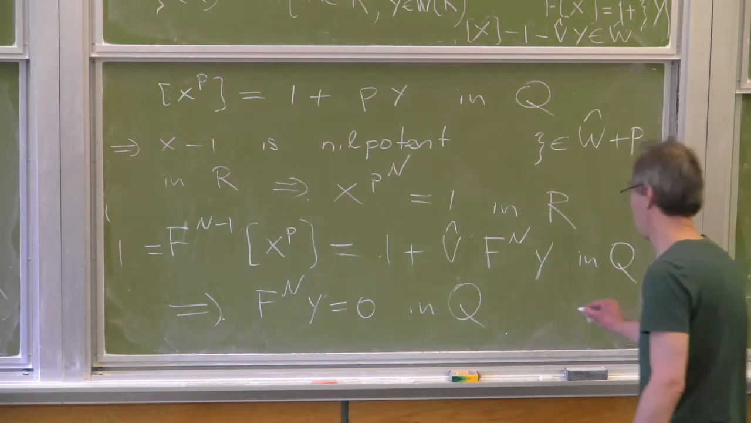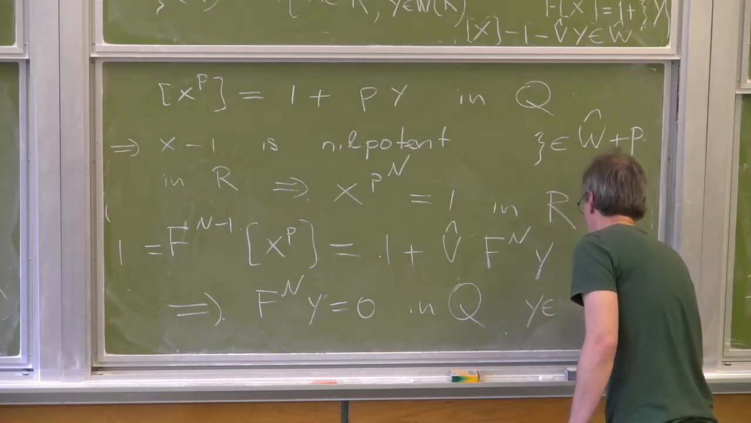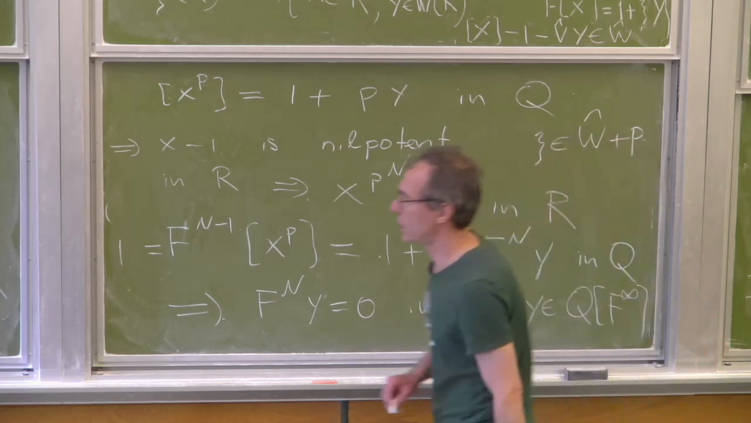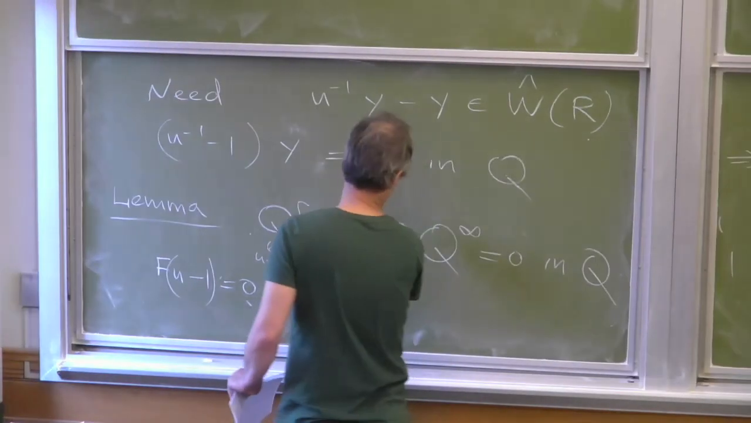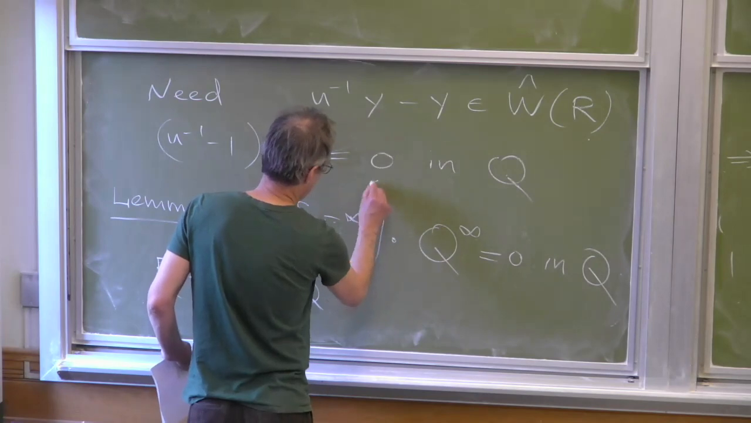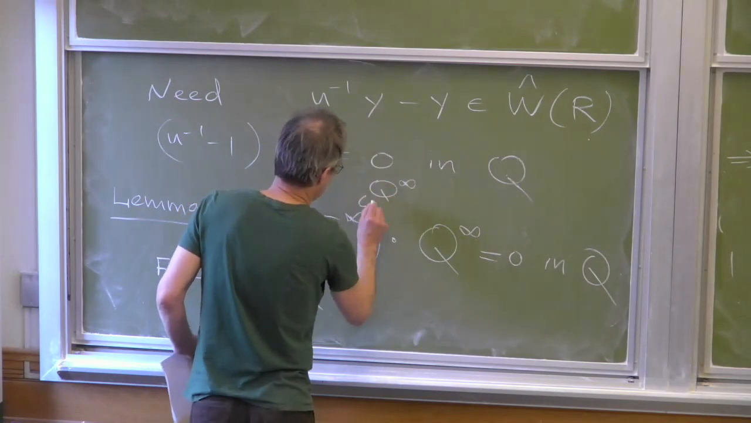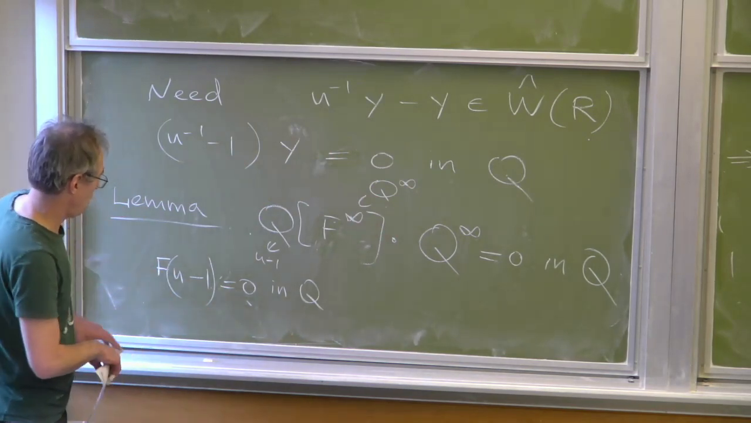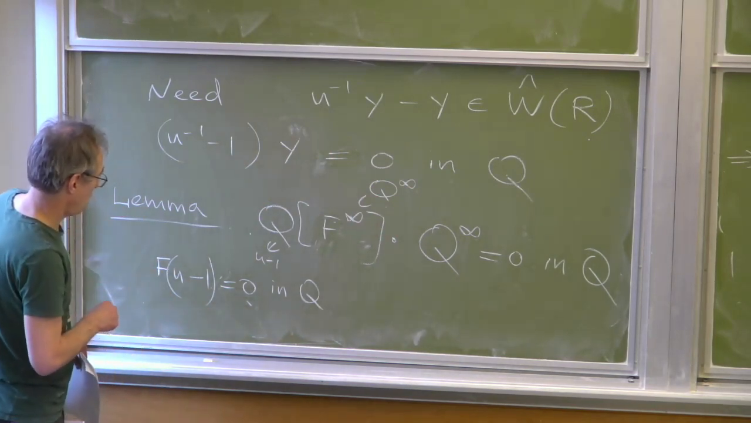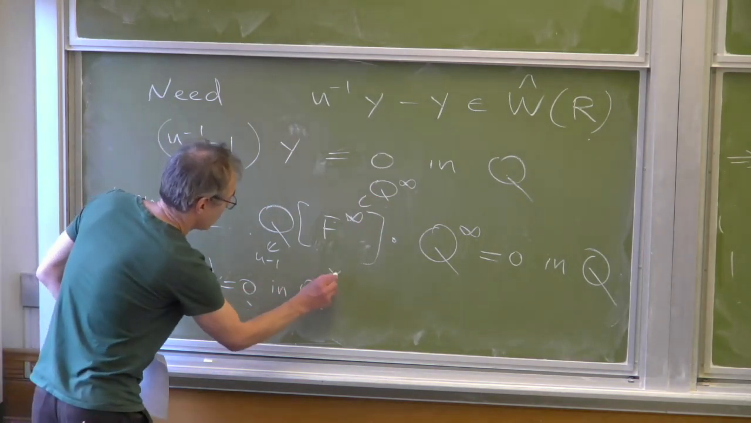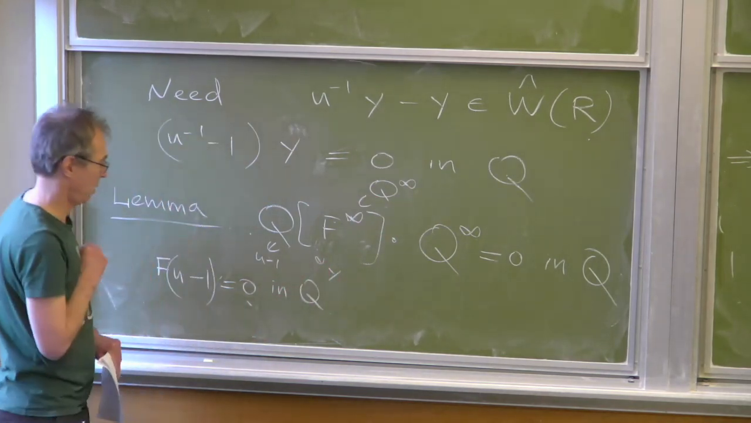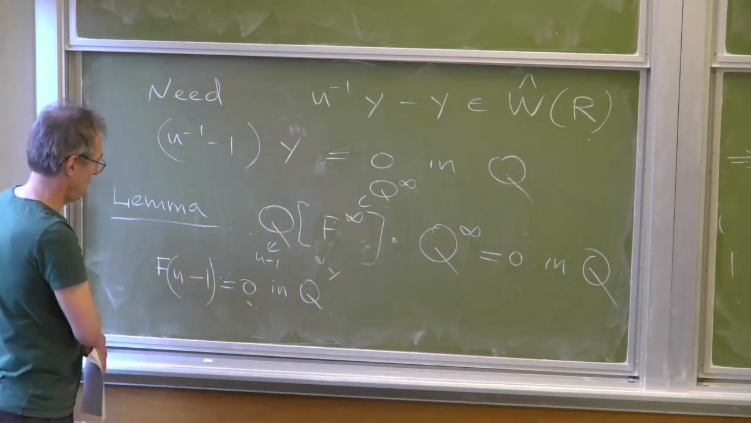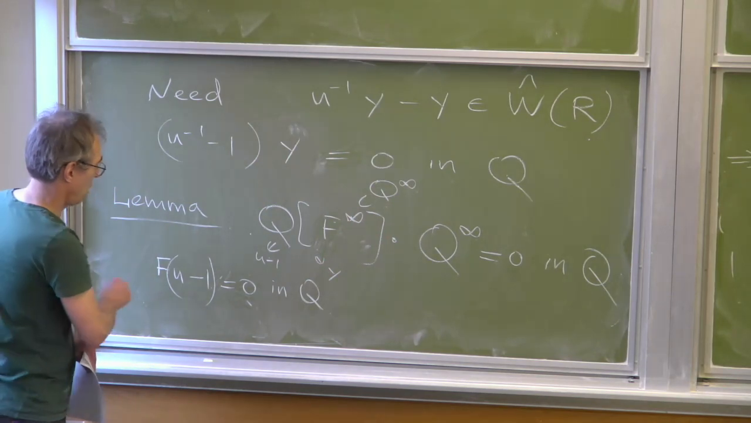So that means that y is in q f infinity, but we already know that there is an inclusion. So q infinity contains this. In fact, we prove that y is also. Therefore, the product is.